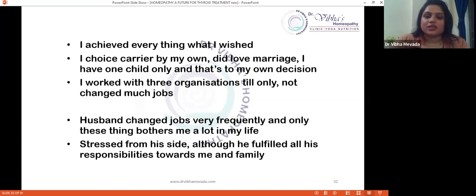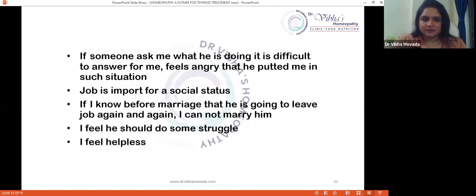But the thing which bothers her in her life is that her husband used to change jobs very frequently, which is a stressful thing for her. She said, "He fulfills all his responsibilities, but I don't like that he switches jobs so frequently. If someone asks me what my husband is doing, it makes me feel so angry that he is the one who put me in this situation, because he is fluctuating with jobs so frequently." Currently, when she came to me, he was not doing any job.